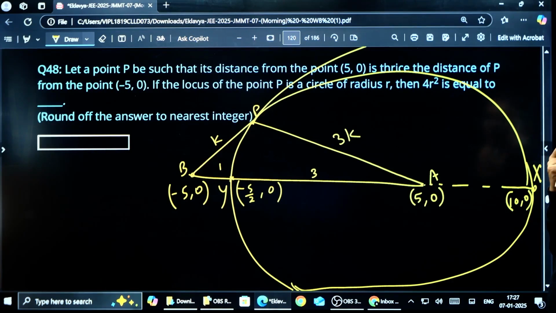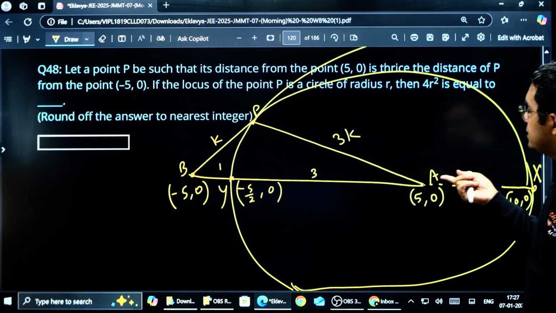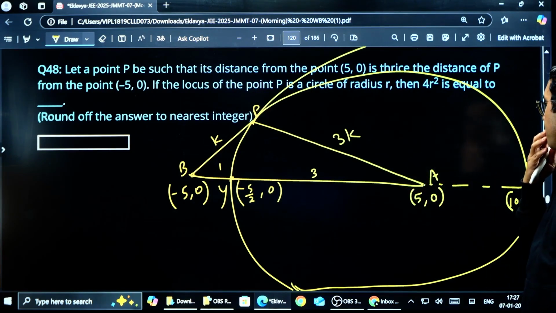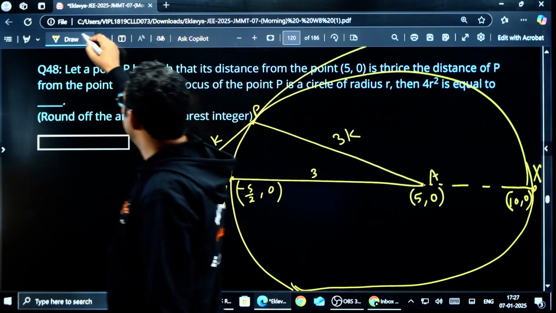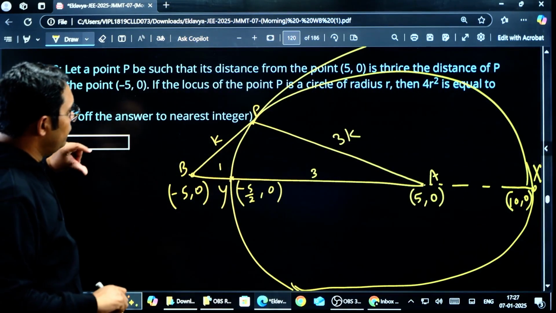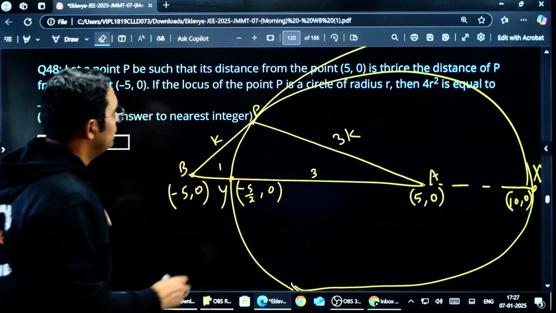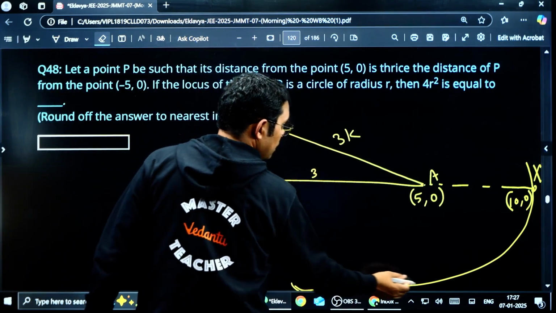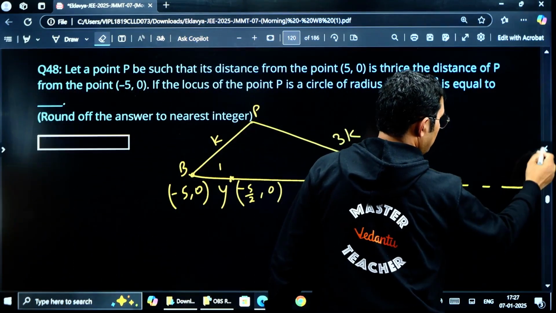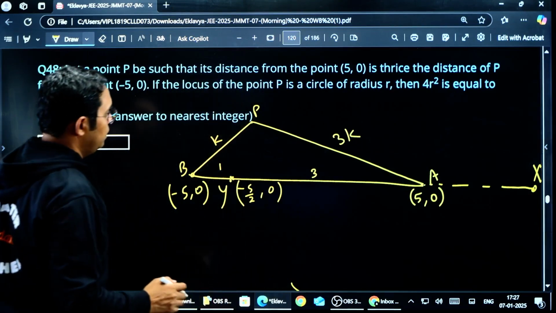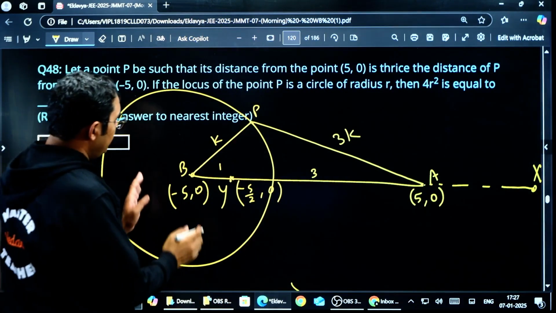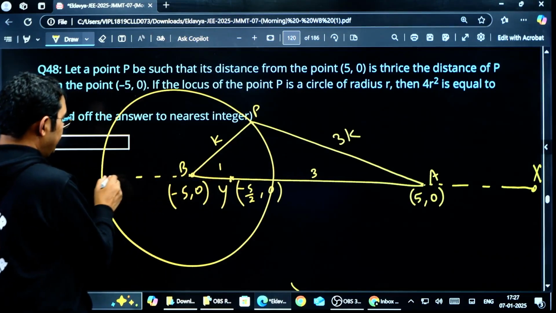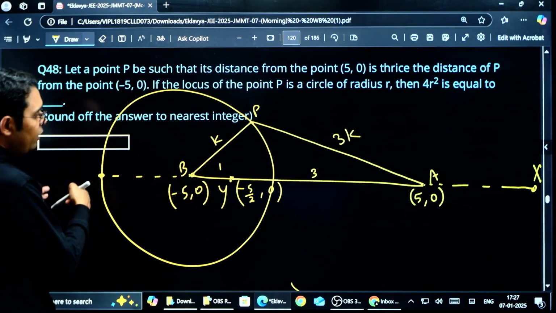Right, I think I made a wrong diagram, because 3K, if we are going to have, I think this circle should be on that side. What am I doing? One minute. Actually, the circle will be like this. Then only the distance from A will be 3 times. So the other point will be lying here.